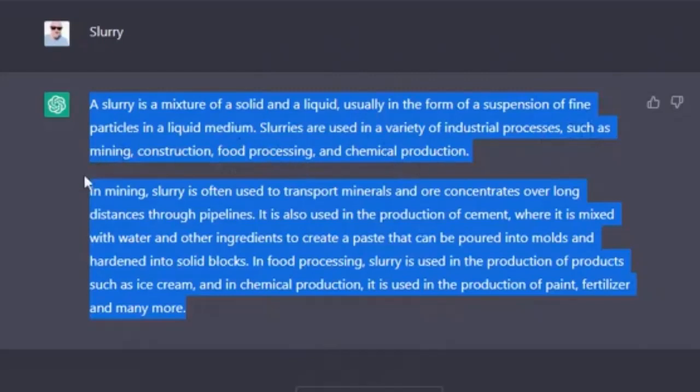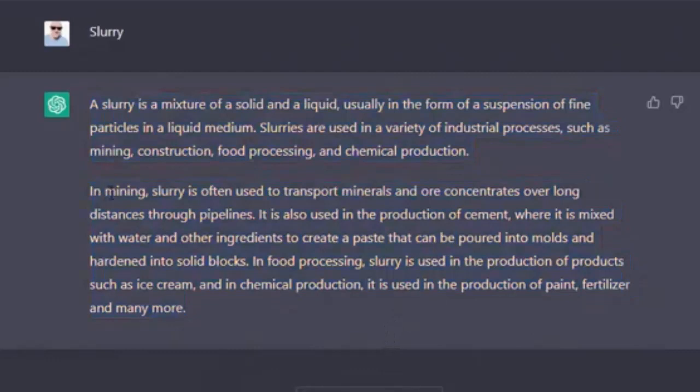Let's get back to mining. In mining, and by the way, I don't know, maybe it knew I was talking about mining. I don't think it finished. It says, in mining, slurry is often used to transport minerals. Okay, so this white stuff possibly could be used to transport.